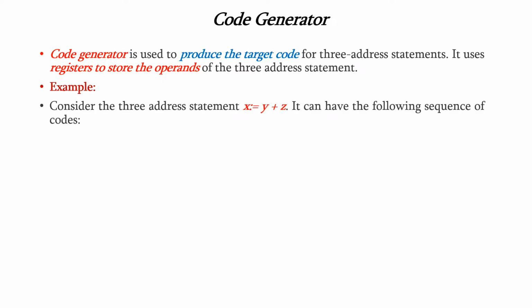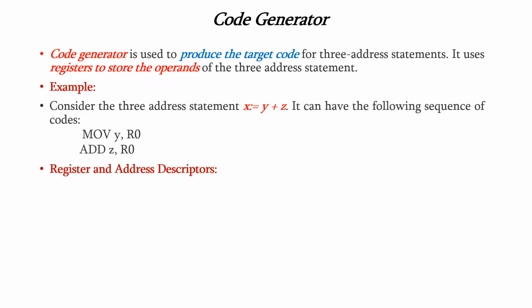For example, consider the three address statement x = y + z. It can have the following sequence of codes: MOV y, R0 and ADD z, R0. Here we move the operand y value to the register R0 and add it with the operand z, and the final result will be stored in R0. So we are using these operands y and z to be stored in the registers.